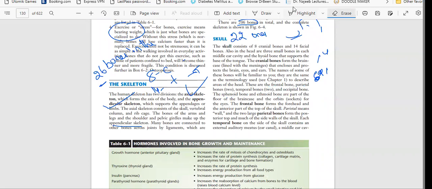First is the frontal bone. Frontal, we are getting the idea: this is the front part of the bone. It forms the forehead, the anterior part of the top of the skull. How many frontal bones are there? We have only one bone. Then we have the parietal bone. Parietal bones form the posterior top and much of the side walls of the skull. How many parietal bones are there? There are two parietal bones.